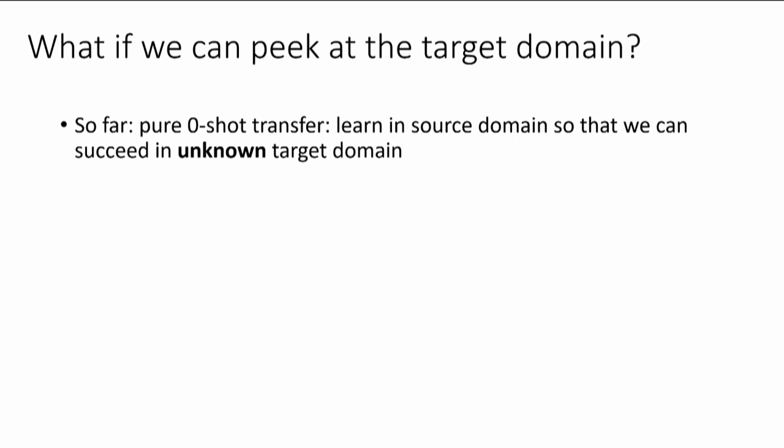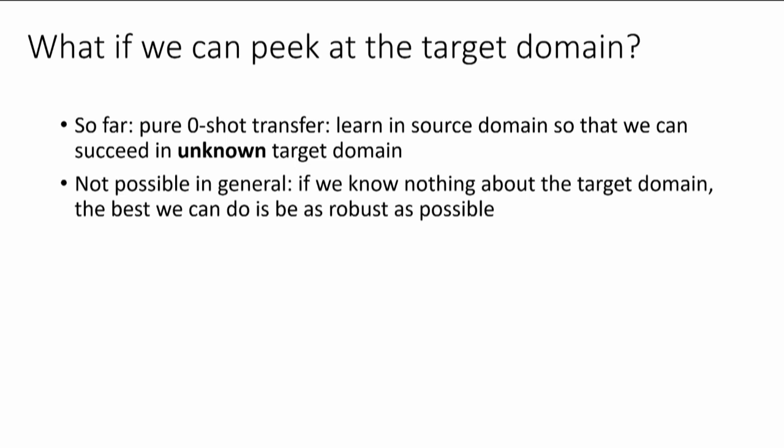So far we talked about pure zero-shot transfer, which means you learn the source domain so that you can succeed in an unknown target domain. In general, this is not a well-defined problem, because if the target domain differs from the source domain in some unexpected way, there might be nothing that you can do, right? So as I mentioned with the hopper, if there's suddenly a pit of death in the target domain and there's no pit of death in the source domain, there's just nothing you can do to prepare for that.